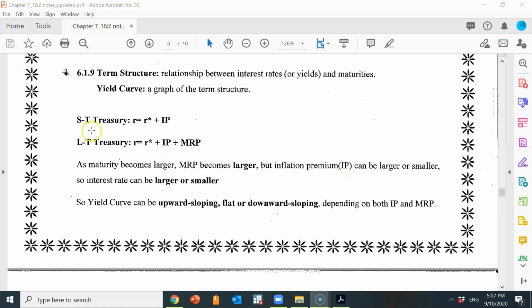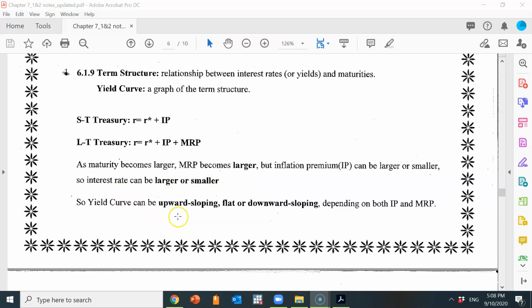Okay, and for short-term treasury, again, interest rate is just real risk-free rate plus inflation premium. For long-term treasury, it is just real risk-free rate plus inflation premium plus MRP. For treasury bonds, no matter whether short-term or long-term, we do not have DRP or LP, but we do have MRP for long-term bonds. So as maturity becomes larger, MRP becomes larger, but inflation premium IP can be either larger or smaller. So interest rate can be larger or smaller.